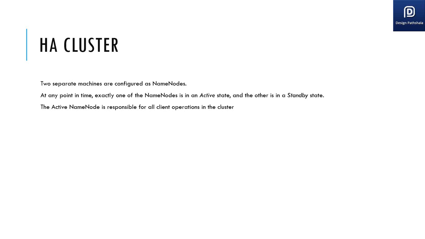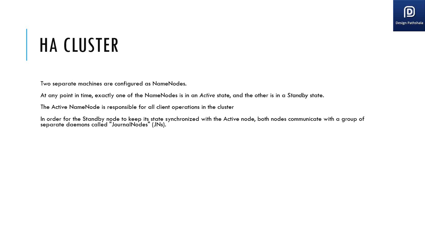The active node is responsible for all client operations in the cluster. When a client requests a write or read operation or anything related to that, the active name node takes care of all those activities. Behind the scenes there are backend daemon threads running, what we call journal nodes. The active node keeps dumping its edits to them, and the standby node keeps reading from them, and by virtue of that it maintains a state similar to the name node.